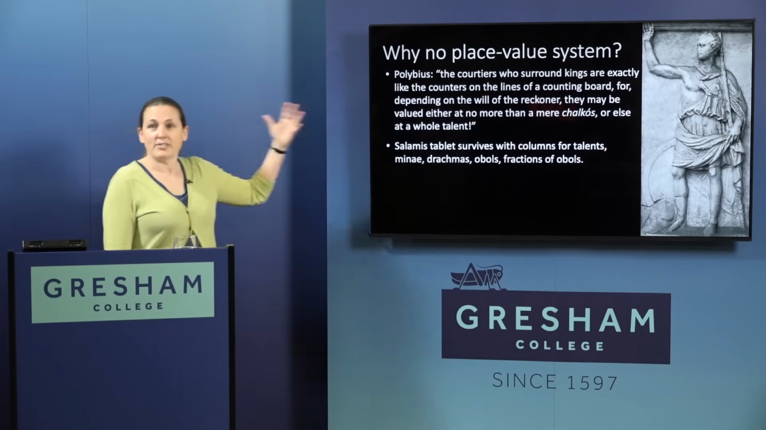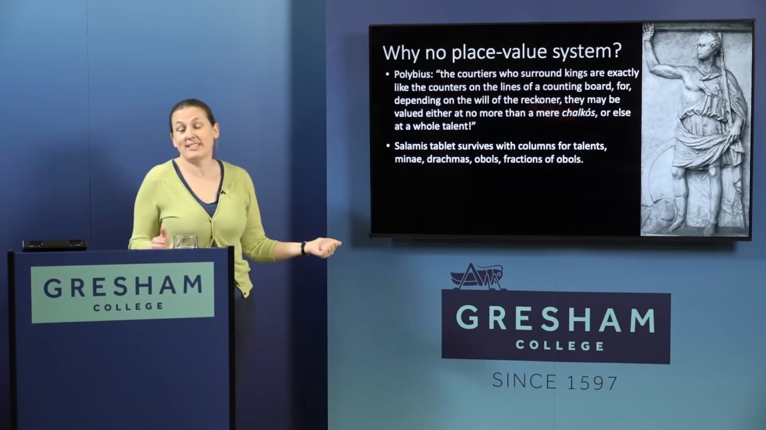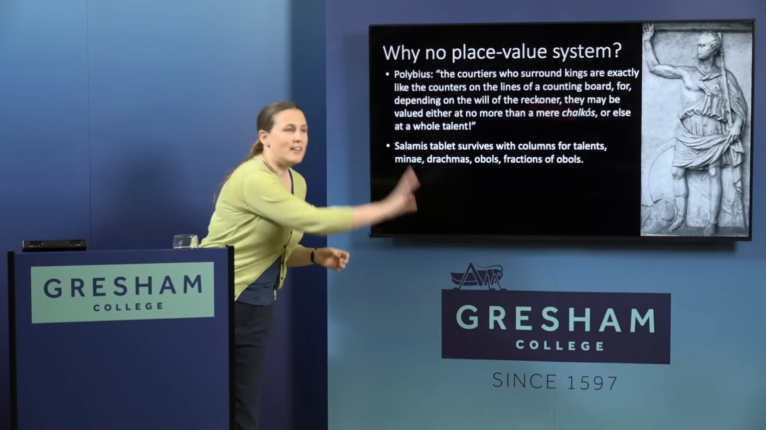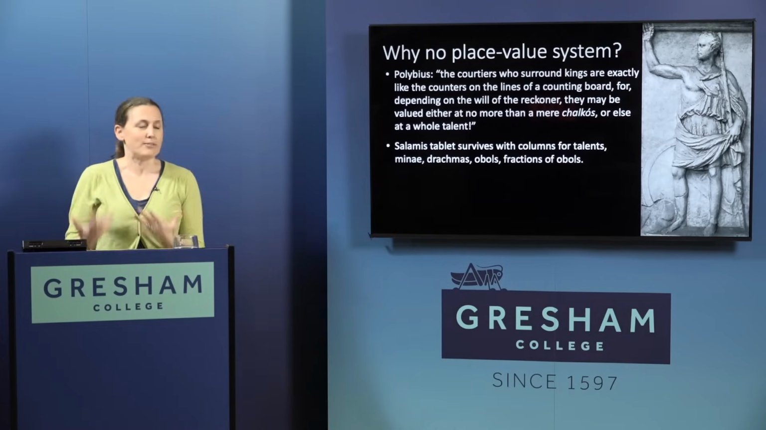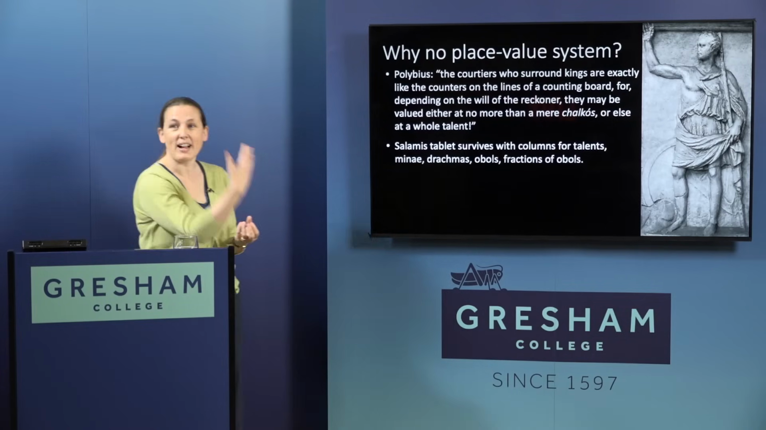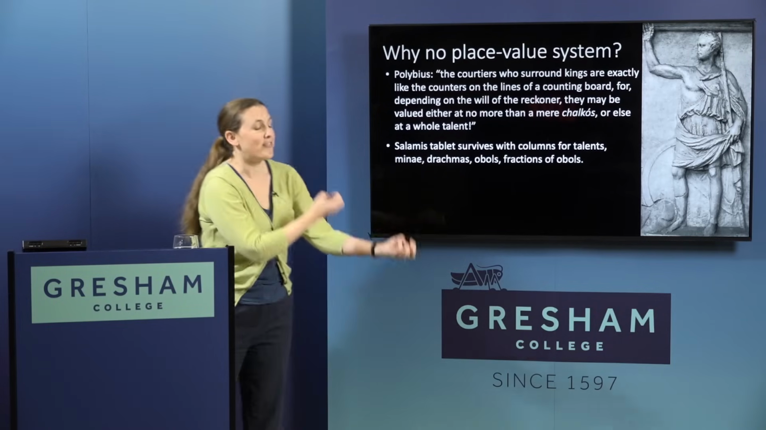So we do have some archaeological evidence for what they were doing. There's a tablet called the Salamis tablet, which survives, and there are columns for different denominations, I guess, of numbers. So the biggest one you would have would be talents, and then minae, drachmas, obols, so 6 obols in a drachma, and then you'd have fractions of obols.